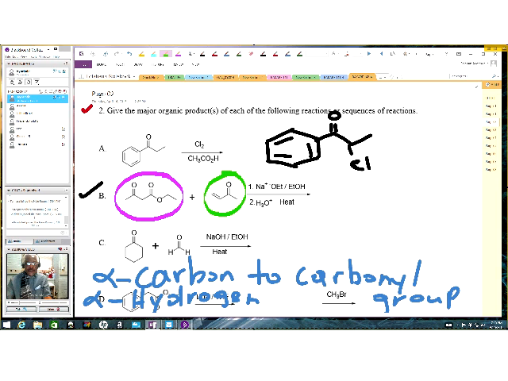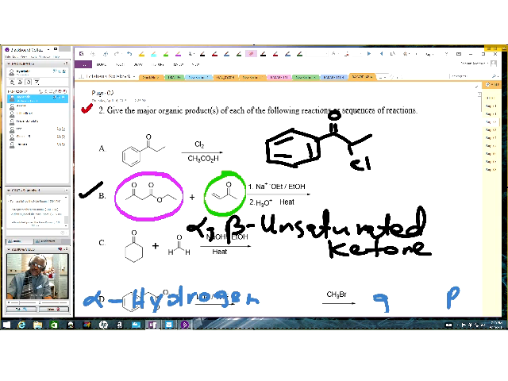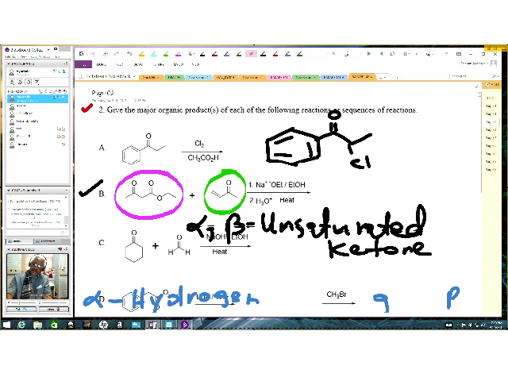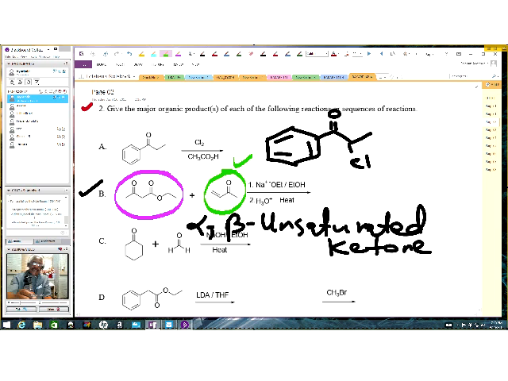This reagent we will refer to as an alpha beta unsaturated ketone. Okay, so this is the alpha beta unsaturated ketone. And they want us to react this with the beta keto ester, which is this here.